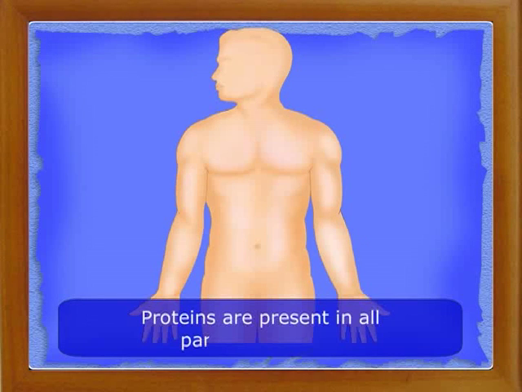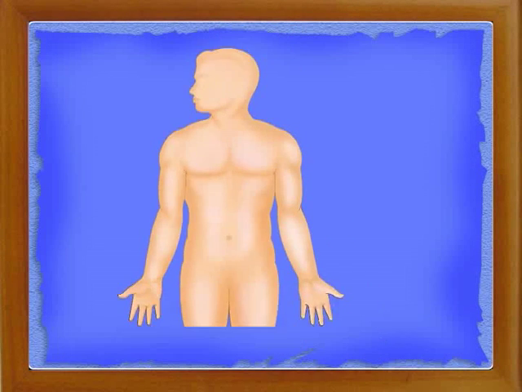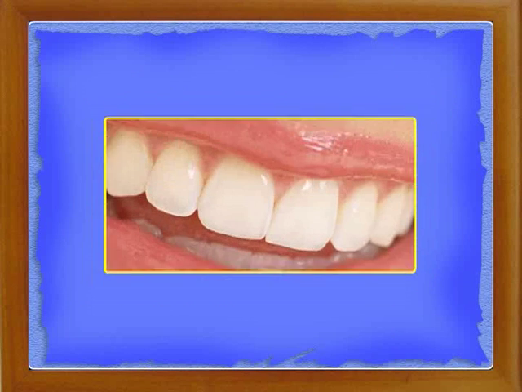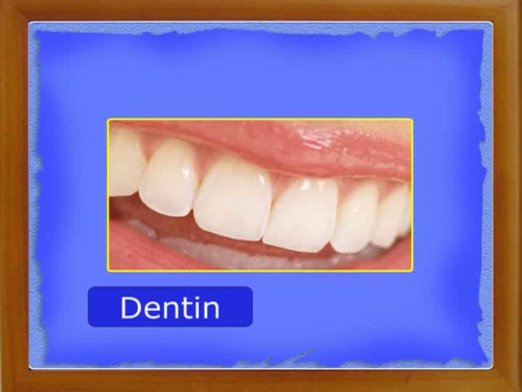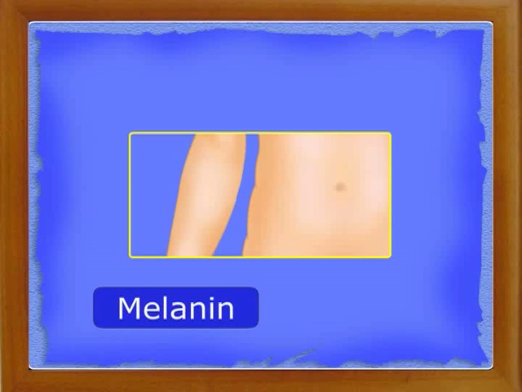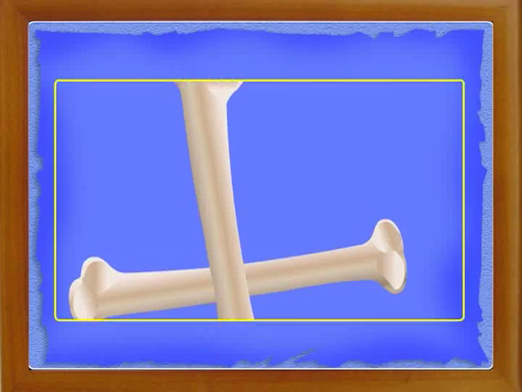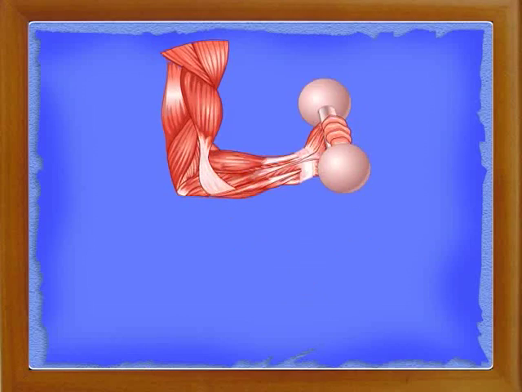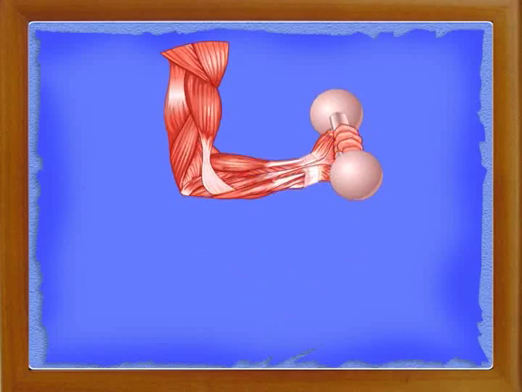Proteins are present in all parts of the body. Let us start with hair and nails. They contain keratin, which is a protein. Our teeth contain dentine, which is also a protein. Similarly, melanin is present in our skin, and this is also a protein. Our bones contain the protein collagen. Blood vessels maintain the flow because of proteins in them. Even muscles contain proteins.